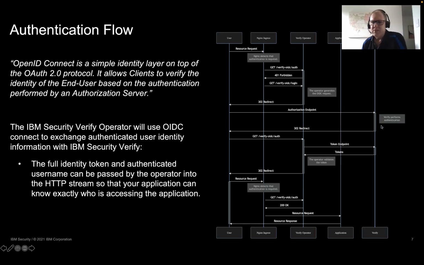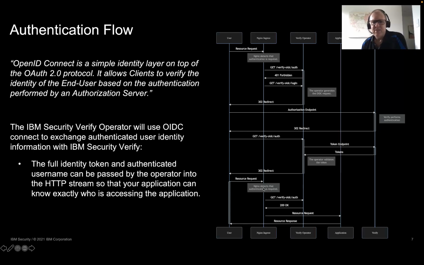But once the user has successfully authenticated to Verify, a redirect is sent back to our Verify operator authentication endpoint. It will call out to Verify requesting the authentication token. The token comes back to the operator. It will validate the token to ensure that it hasn't been tampered with and it is a valid token. At this point, the Verify operator has successfully authenticated the user, so it will send a 302 redirect back to the original resource request that was made by the user.